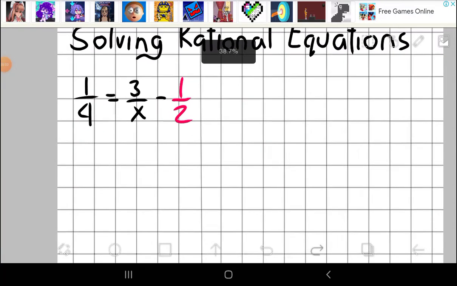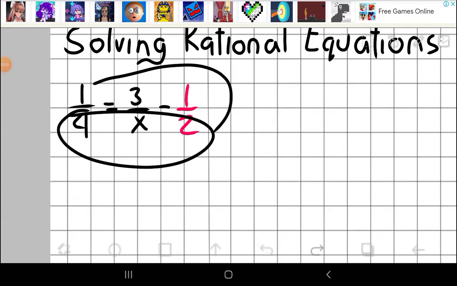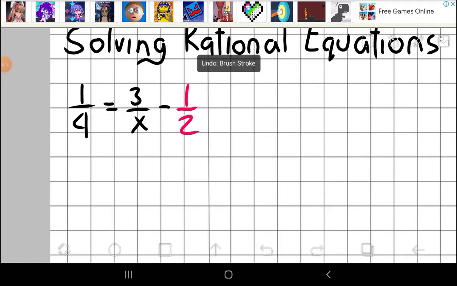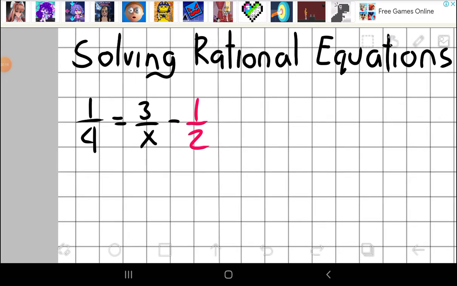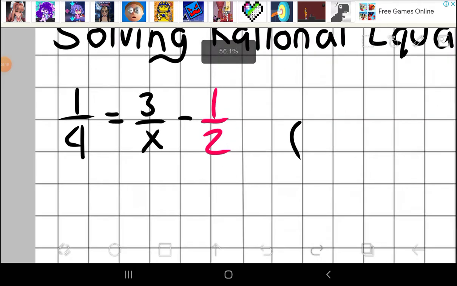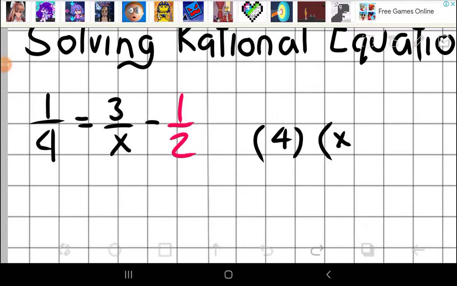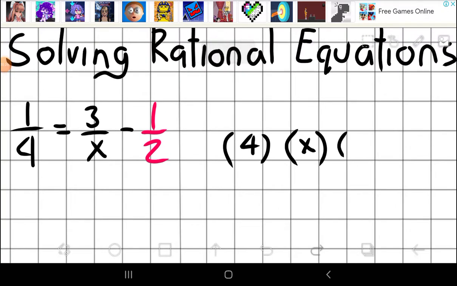In a rational equation, what we have to do is take all the denominators and then multiply them into each numerator. That's it. That's the only thing you have to do. I'll give you an example. So there we have 4x and 2.